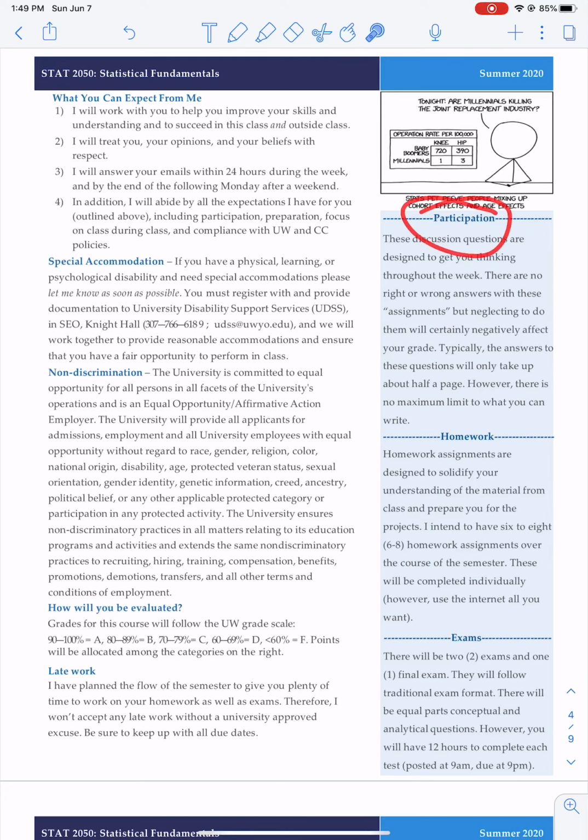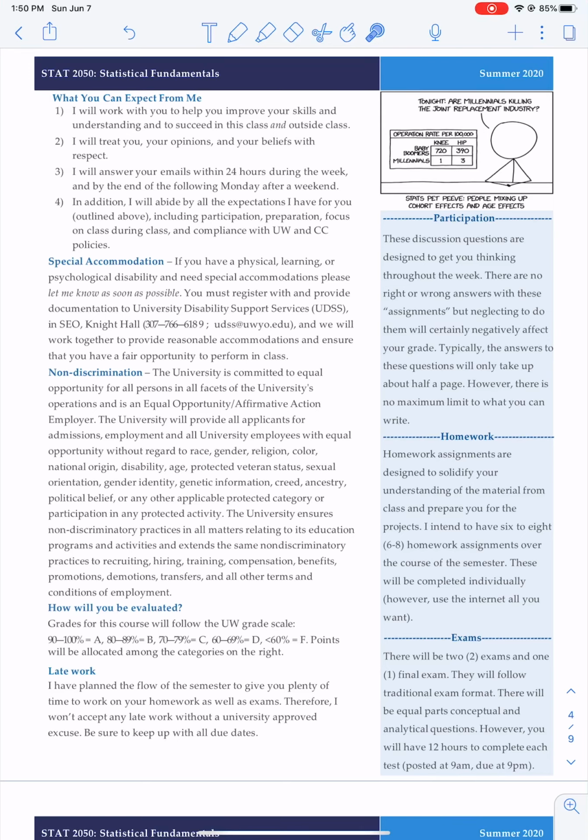This participation, I also call that the discussion assignment too. So you'll see two different things due on the same day. It's the same. Participation, discussion, even have it right here. Same thing. So these will be like one question or maybe two questions throughout the week that you should just be kind of thinking about.